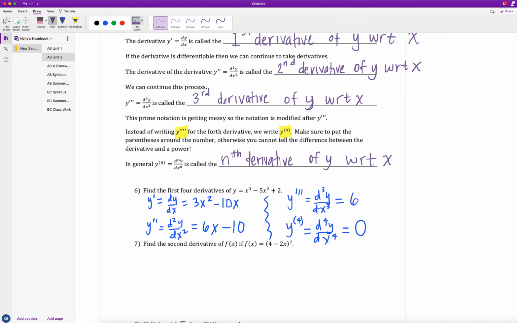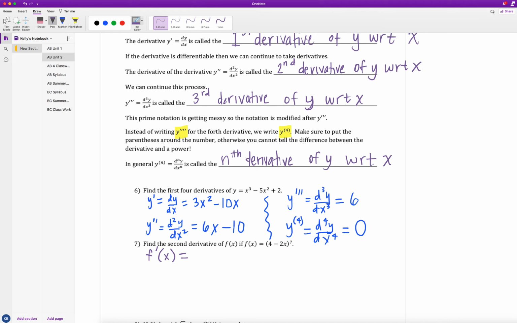Now let's look at example 7. It says find the second derivative of f of x if f of x equals 4 minus 2x to the 7th. So to find the second derivative, I first need the first derivative. Now we're using f of x here, so I'm going to call this f prime of x for our first derivative. What would I have to use to find the derivative there of f of x? I'm going to have to use a chain rule.